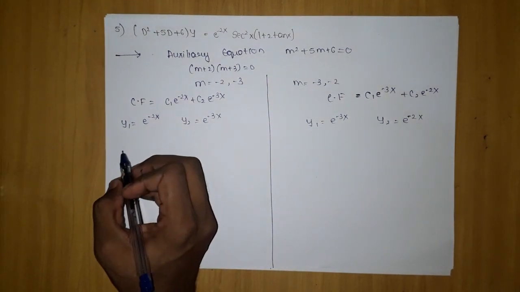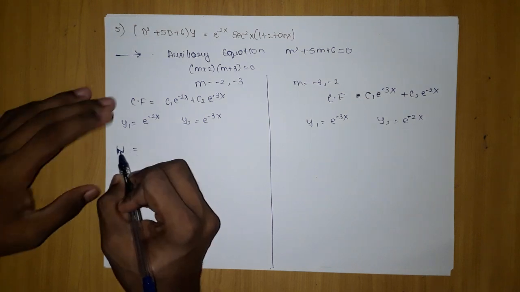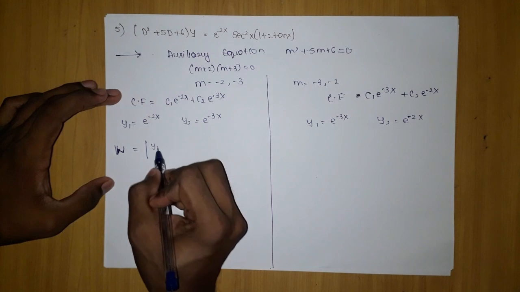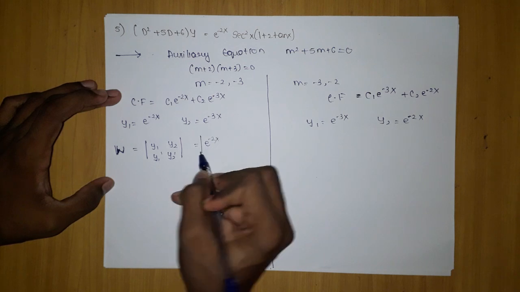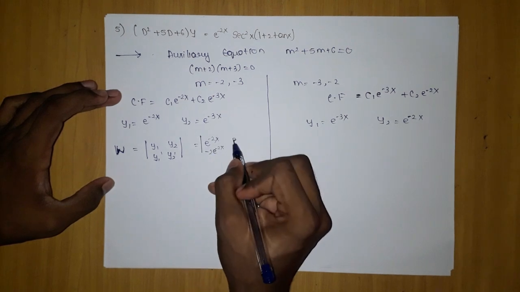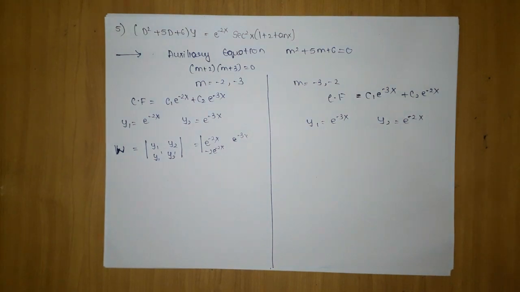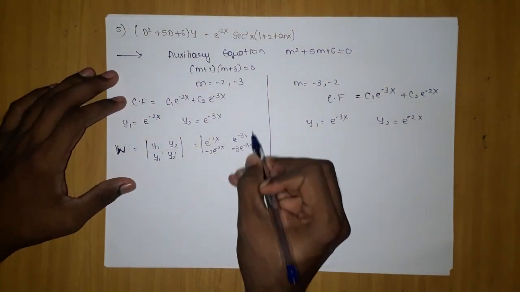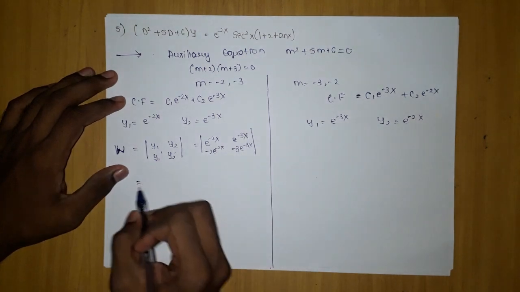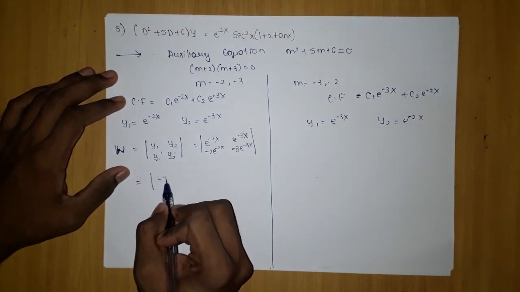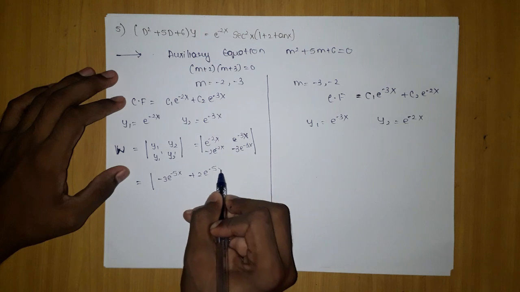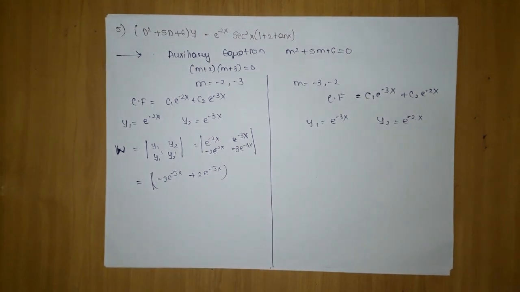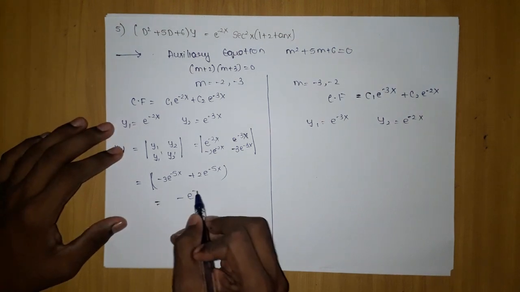Now we are going to find the W here, which is y1 y2, y1 dash y2 dash. Agree? E to the power minus 2x will be as it is, minus 2 e to the power minus 2x, e to the power minus 3x, and here minus 3 e to the power minus 3x. If we simplify, we are going to be left with minus 3 e to the power minus 5x, and here plus 2 e to the power minus 5x, which will give us finally something like e to the power minus 5x.